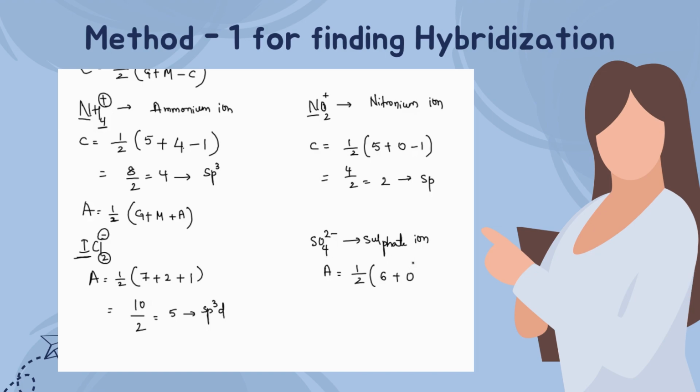So put 0. And now the charge present in the molecule is minus 2, so in the calculation you need to add that 2. So here 6 plus 2 we get 8 by 2, which is equal to 4. So the overall value is 4 and the hybridization of the central atom is sp3.